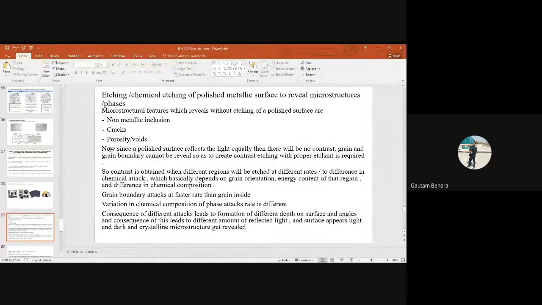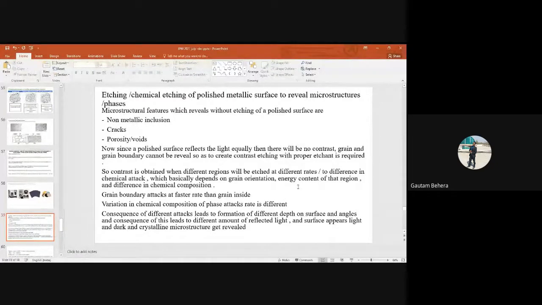So what I have written: since the polished surface reflects the light equally, there will be no contrast, right? After getting a mirror finish surface, the light will be reflected equally from every surface. So what will happen? You cannot reveal any microstructures, because you need a contrast. Contrast can be obtained by doing etching only. Contrast is obtained when different regions are etched at different rates. This is very important. You have to remember.